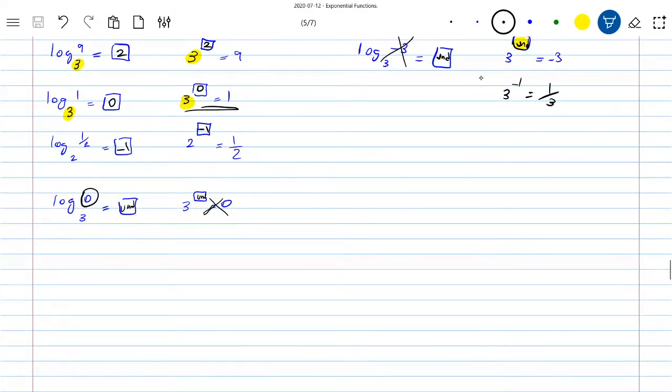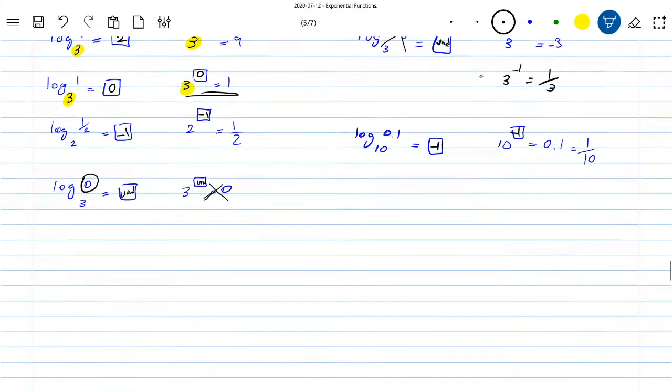Okay, let's maybe try a couple more. Log 0.1 base 10. Maybe not that easy to see, but 10 to what power gives you 0.1? You can write 0.1 as 1/10. Maybe it's easier to see now. 10 to the power -1. Yes, -1 would be the answer.